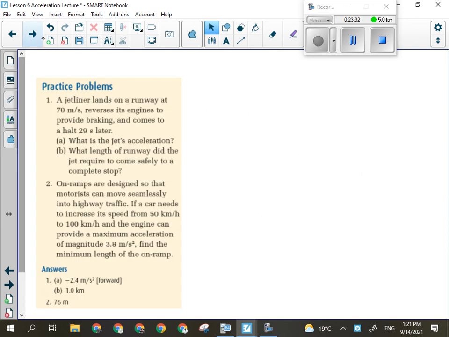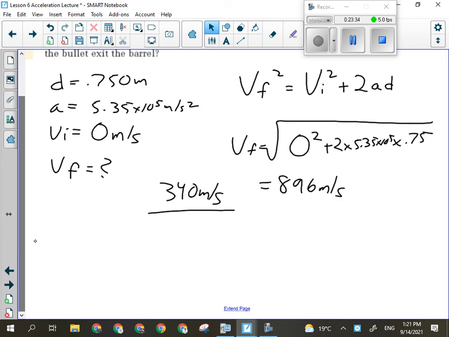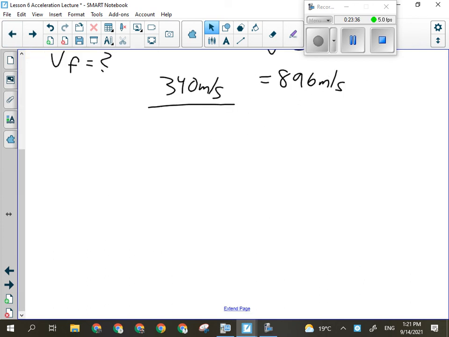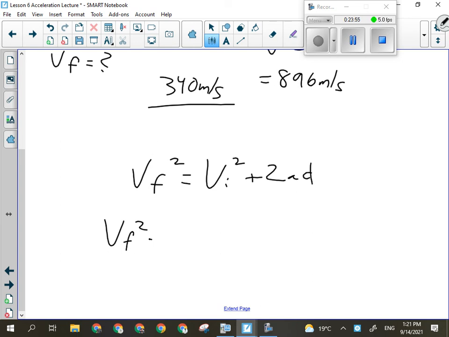All right, let's look at manipulations. We didn't look at manipulations of this formula. So I've got VF squared equals VI squared plus 2AD. This one's quite a bit easier to manipulate than the others. If I want to solve for VI, what do I do? Subtract the 2AD. So I'll have VF squared minus 2AD, and I'll have to square root that in order to get VI.